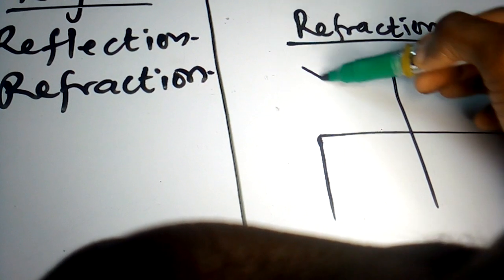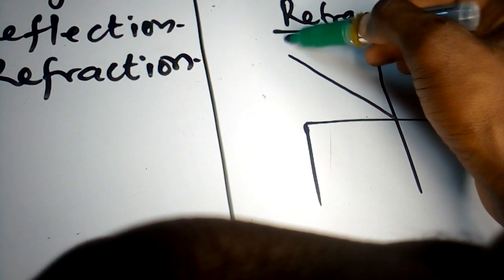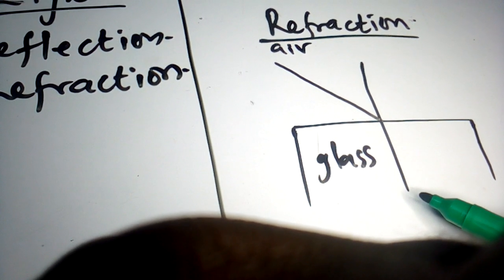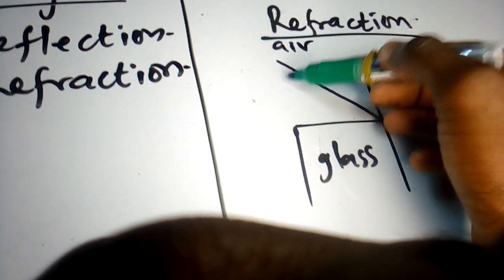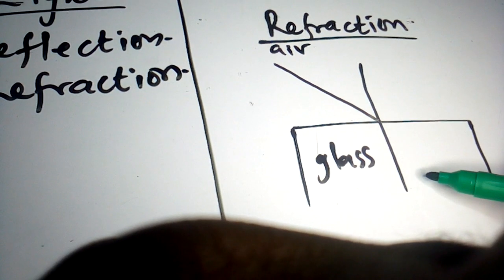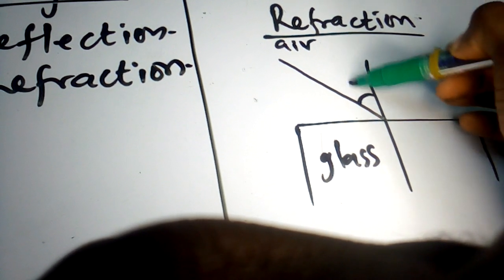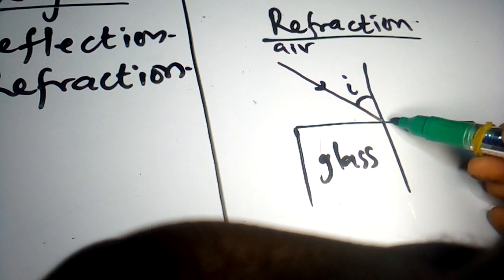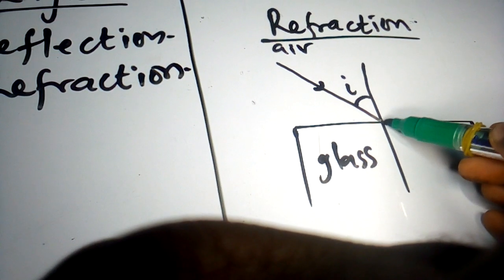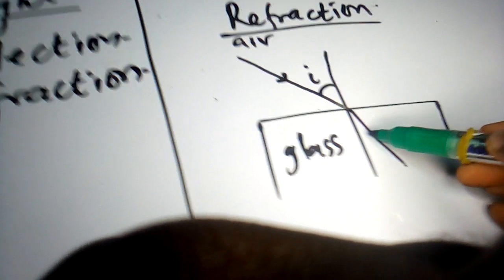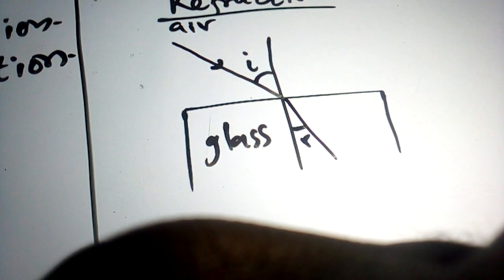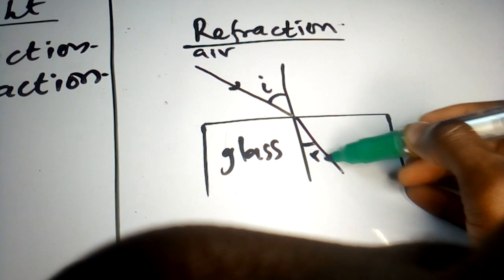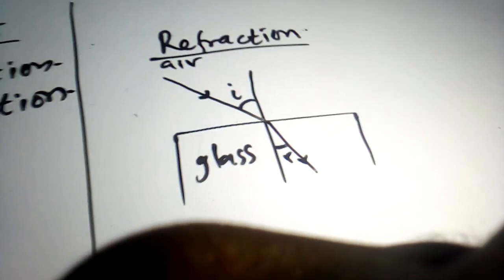Now a ray of light is traveling from air into glass. If this is air, this is glass. The density of glass is higher than that of air, so air is less dense and the glass is denser. So we have the angle of incidence here, and this is the incident ray. Then the ray of light will not proceed in a straight path, it is going to bend to this angle r, which is the angle of refraction. And the ray here is the refracted ray in the other medium.